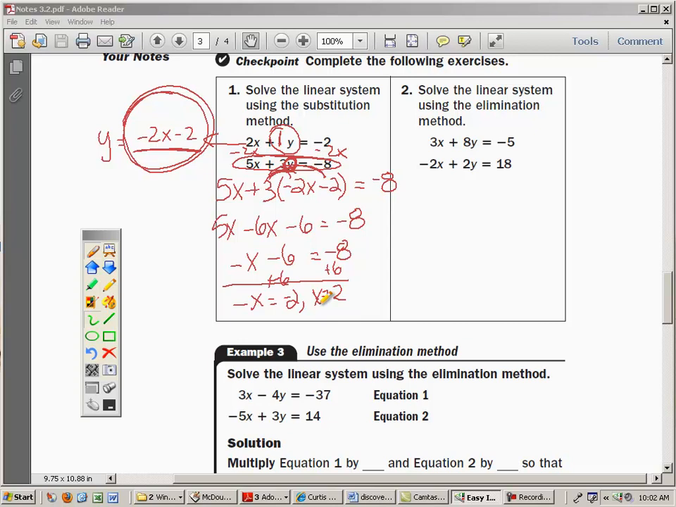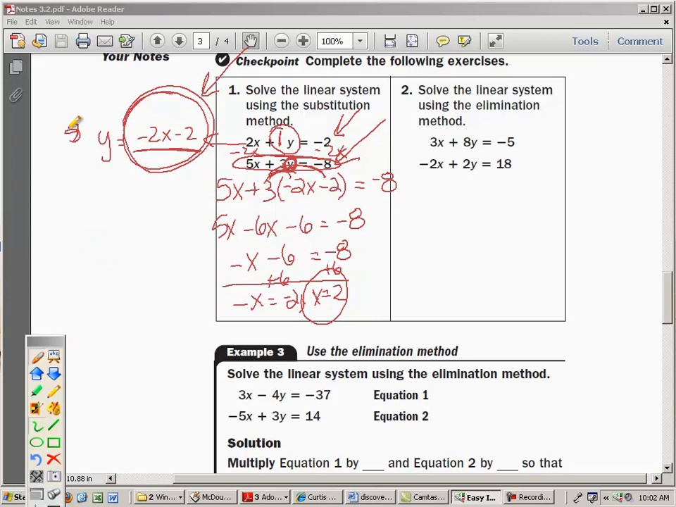This is not done. All we've done is found the value of x. So we know the x value where the 2 lines meet, so we also need to find a y value. You can plug this x into this equation, you can plug it into this equation, or you can plug it into this equation. It doesn't matter. Any of them are going to give you a value of y.